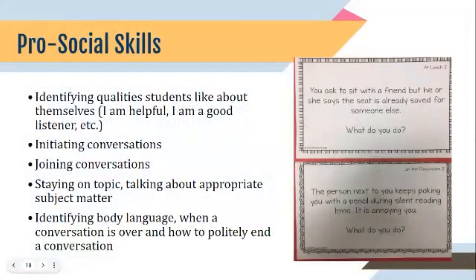Here's some pro-social skills schools have focused on within small group structures. They include identifying qualities students like about themselves, initiating conversations, how to join conversations, how to stay on topic, how to identify body language when a conversation is over, and how to politely end a conversation. Here's an example of scenario cards used with a group to work on responding in different situations.